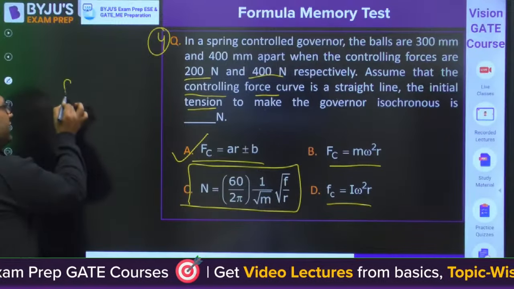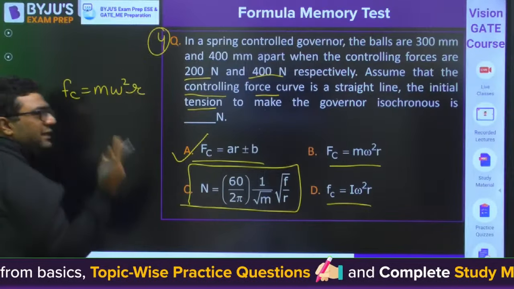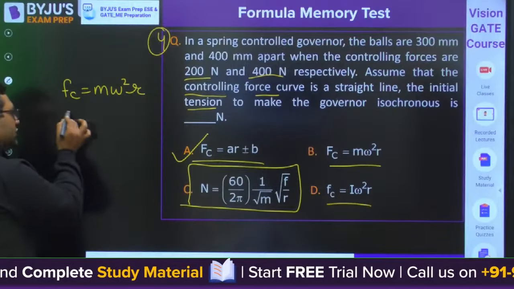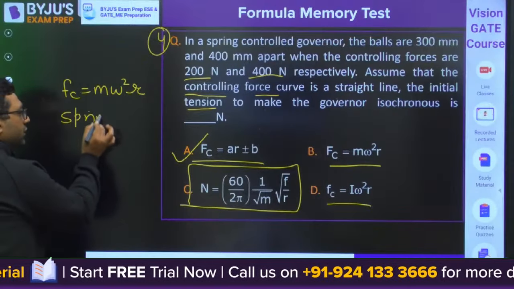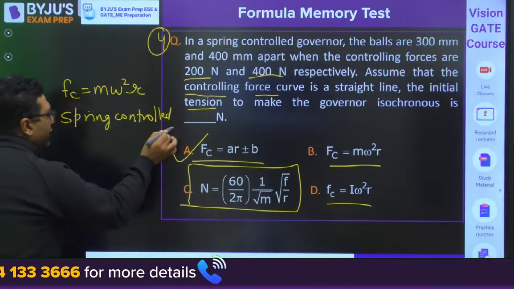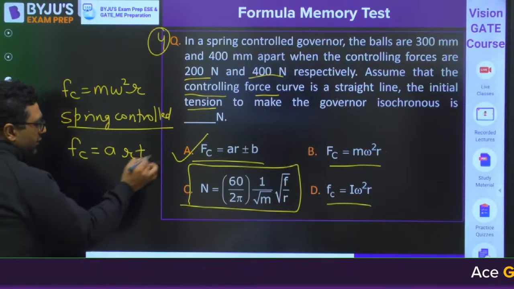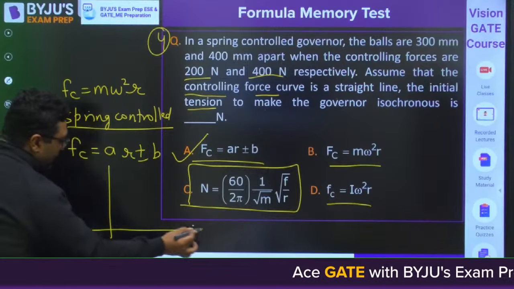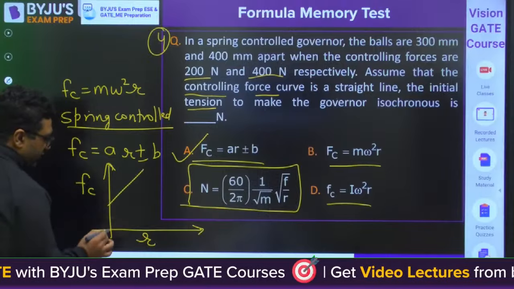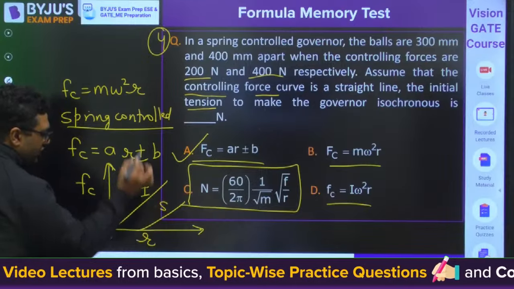So my dear, whenever we are saying mC is equal to m omega square r, it is always valid. But when we are talking about the spring controlled governor, the controlling force is a linear function of r. Whenever we make the controlling force diagram, Fc versus r, three types of curves come, like that. This is for unstable, isochronous, and this is for stable governor.